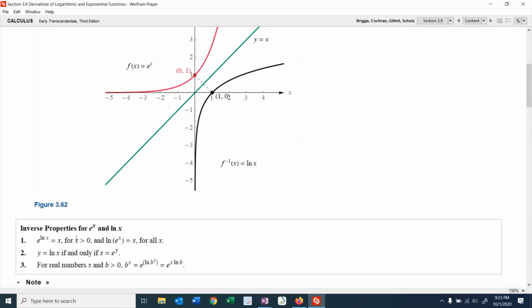Okay, so that's where we're getting the first property from. The second property says that y is equal to the natural log of x if and only if x is equal to e to the y. And that's because they're inverses of each other.